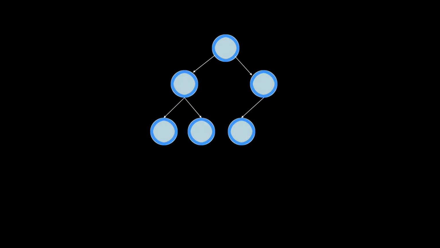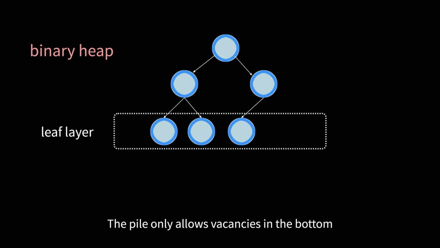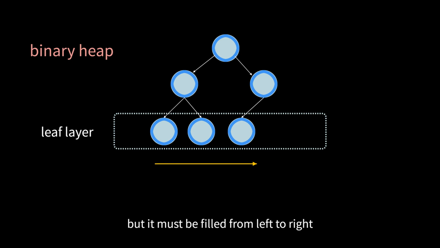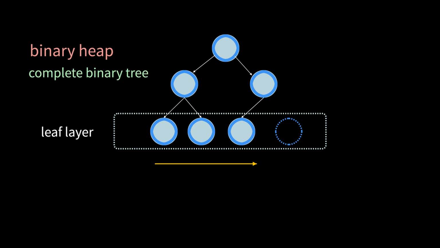So today we will introduce another method of using binary trees to implement priority queues, called binary heaps. The tree only allows vacancies in the bottom leaf layer, and it must be filled from left to right. That is, only the right side has vacancies. Such a tree is called a complete binary tree.